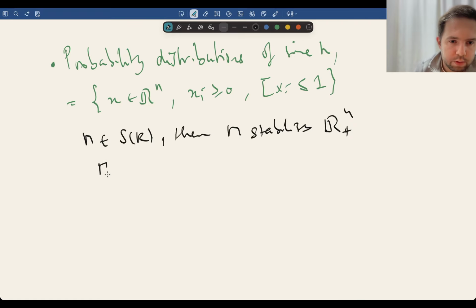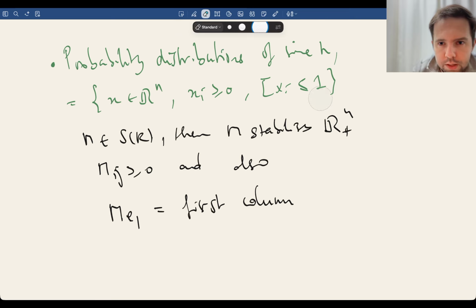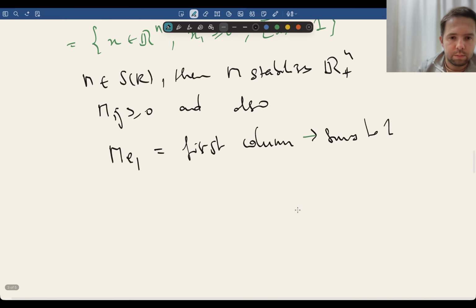So we will have m_ij non-negative. And also, if we look at Me_1, this is going to be the first column, and it needs to sum to 1. Sorry, this is not smaller or equal to 1, this is equal to 1, because probabilities sum to 1. So here we need that the first column sums to 1. Sorry, I should write that in. And this is true for all columns. So all columns sum to 1.